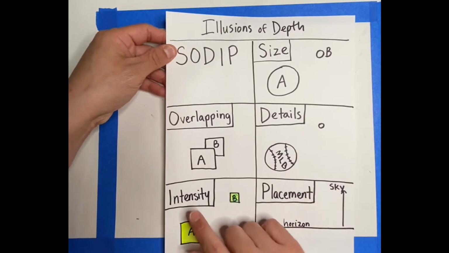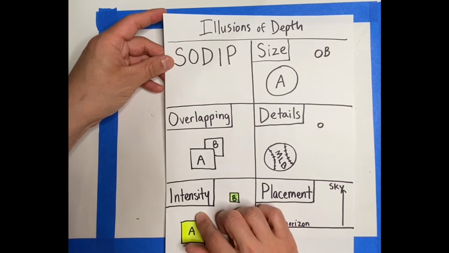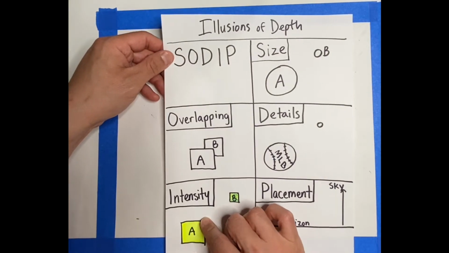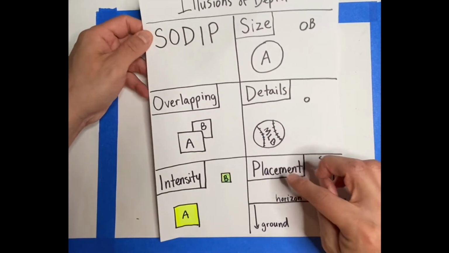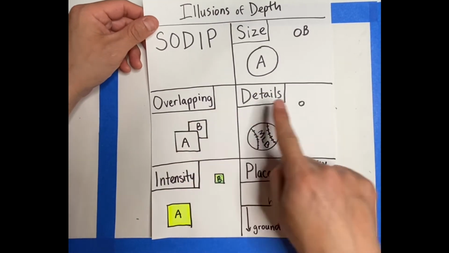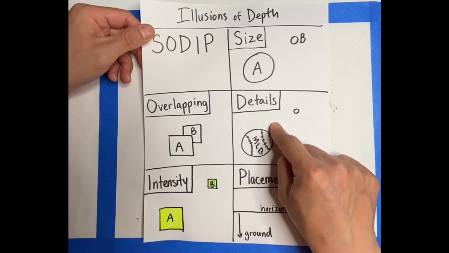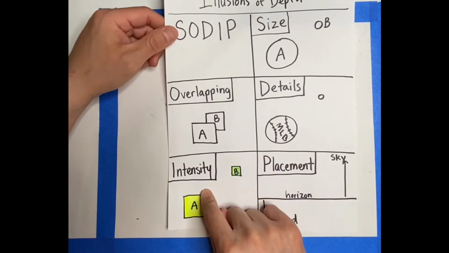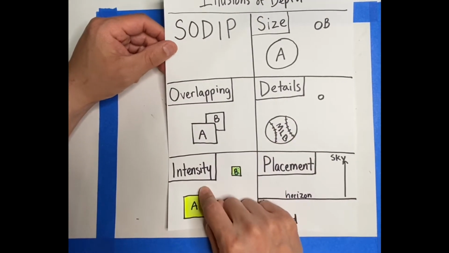Now notice I didn't talk about intensity because we're actually going to be skipping intensity for this project and focusing on how placement changes size, how you use overlapping, and how you add details to your artwork. But I did want you to know that intensity was one of the techniques.